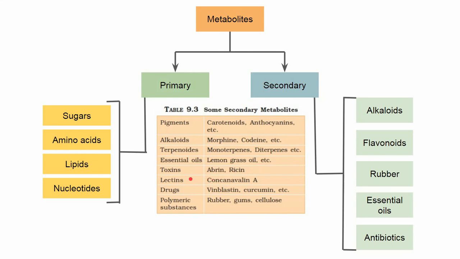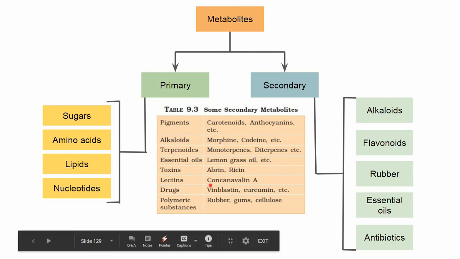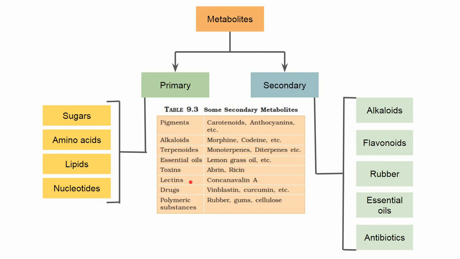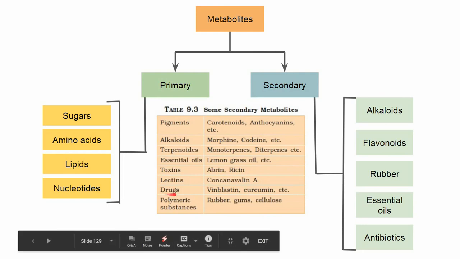Next we have the lectins, with concanavalin A as an example of a lectin. Next one is some important therapeutic drugs called vinblastine and curcumin. And finally, we also observe some polymeric substances as secondary metabolites, such as gum, rubber, and cellulose. So these are some of the representatives of the secondary metabolites. This is all about the introduction part of the biomolecules.